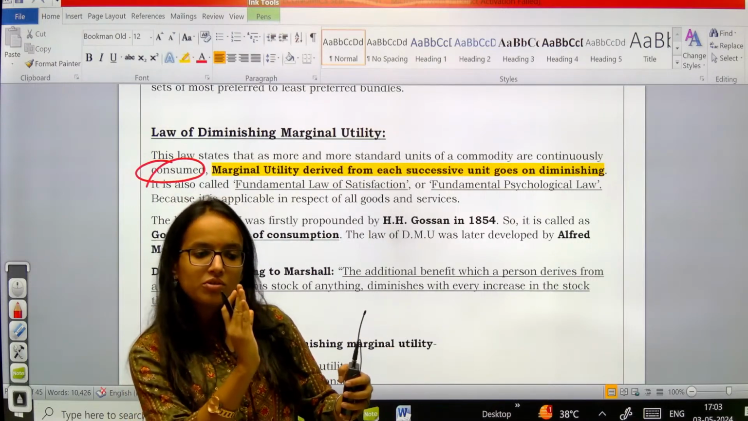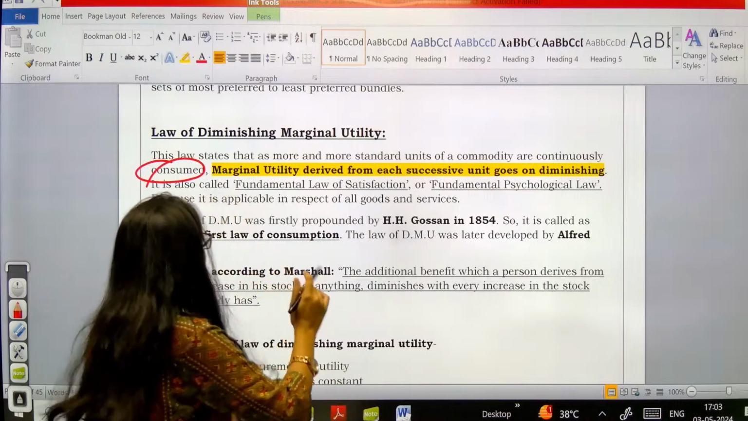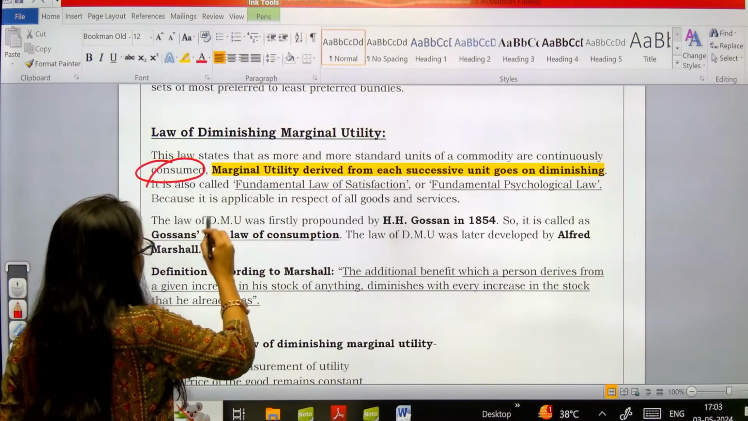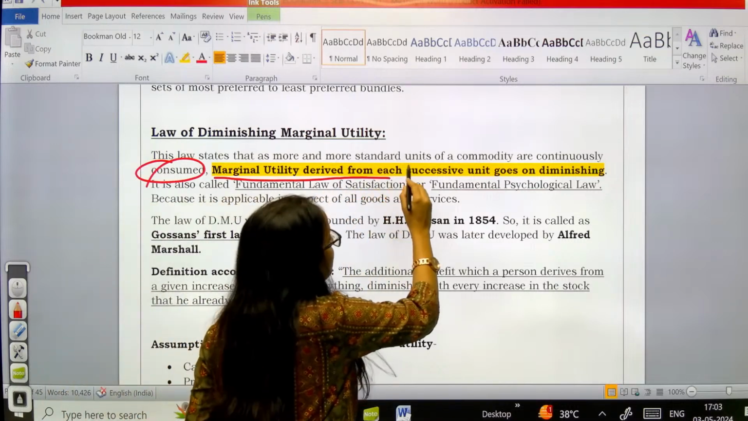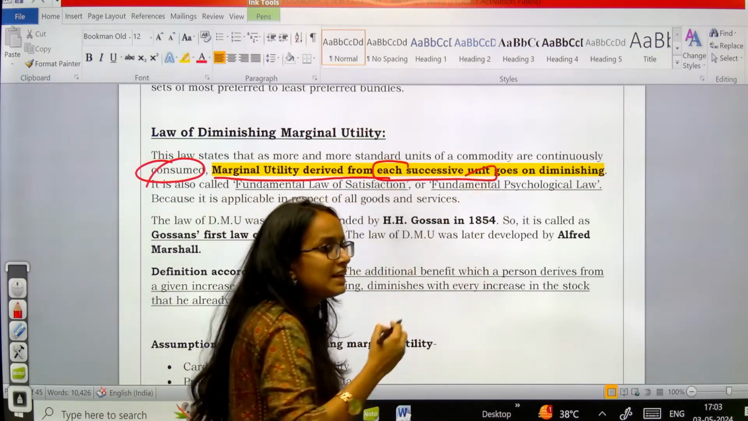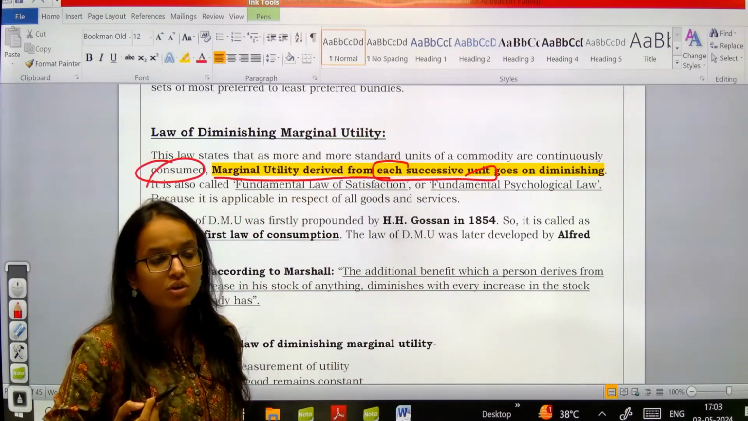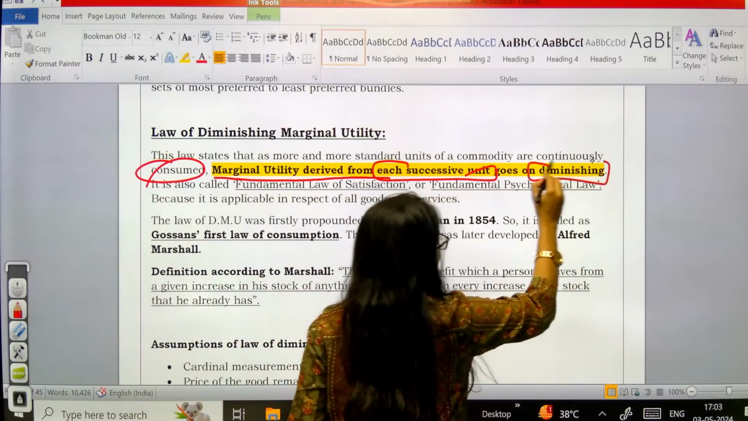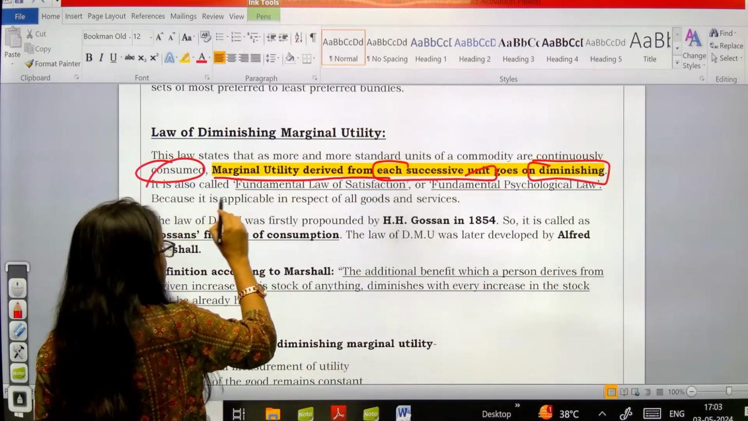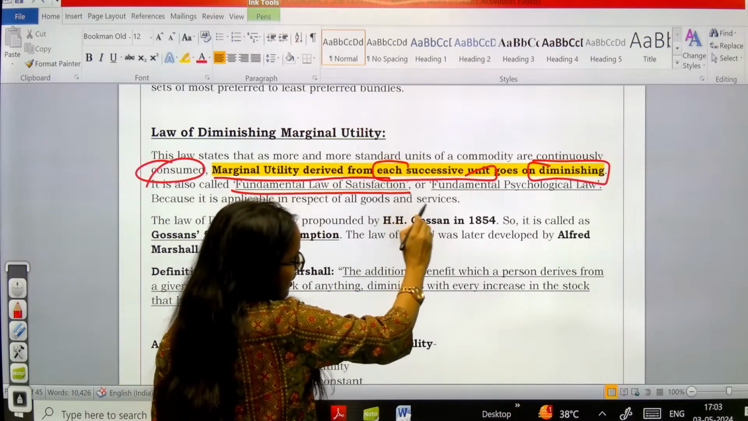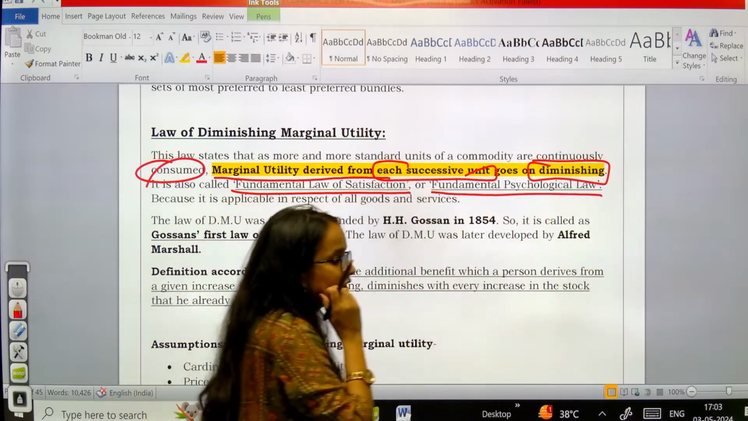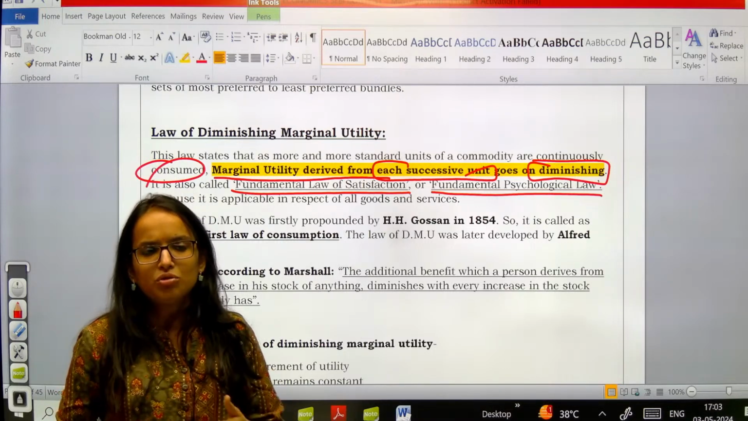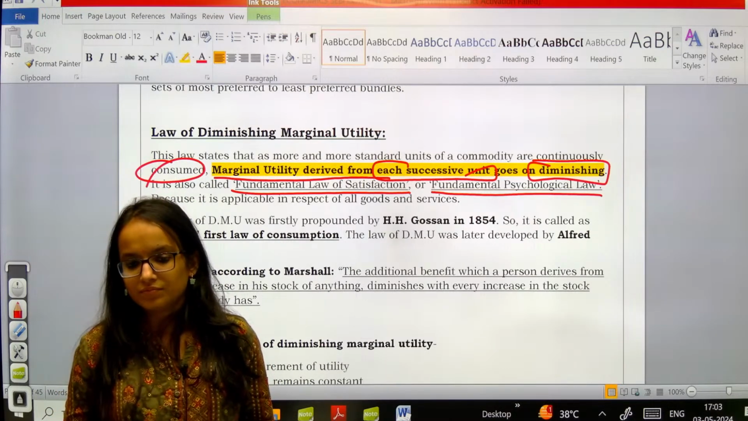First unit, second unit, third unit, okay. So when you are consuming standard units of a commodity continuously, the marginal utility derived from each successive unit, each extra unit of a food or a good which you consume, goes on diminishing. It is also called the fundamental law of satisfaction or fundamental psychological law. Why? Because it is applicable to every kind of good and service.